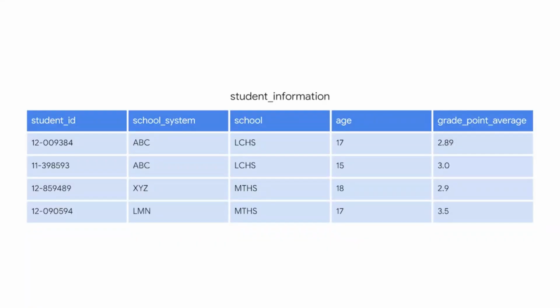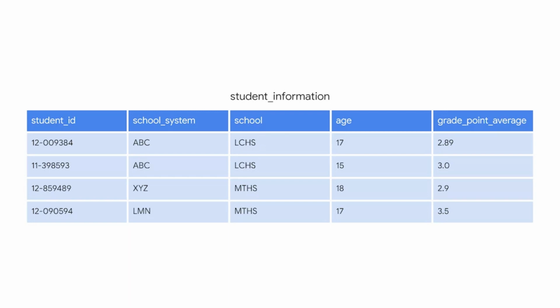Luckily, this organization already has a data dictionary and lineage in place to establish the necessary standards. Let's check out an example of a column from the student information table. This table has 5 columns: student ID, school system, school, age, and grade point average. Each column in this table has been recorded in the data dictionary to specify what information it contains.